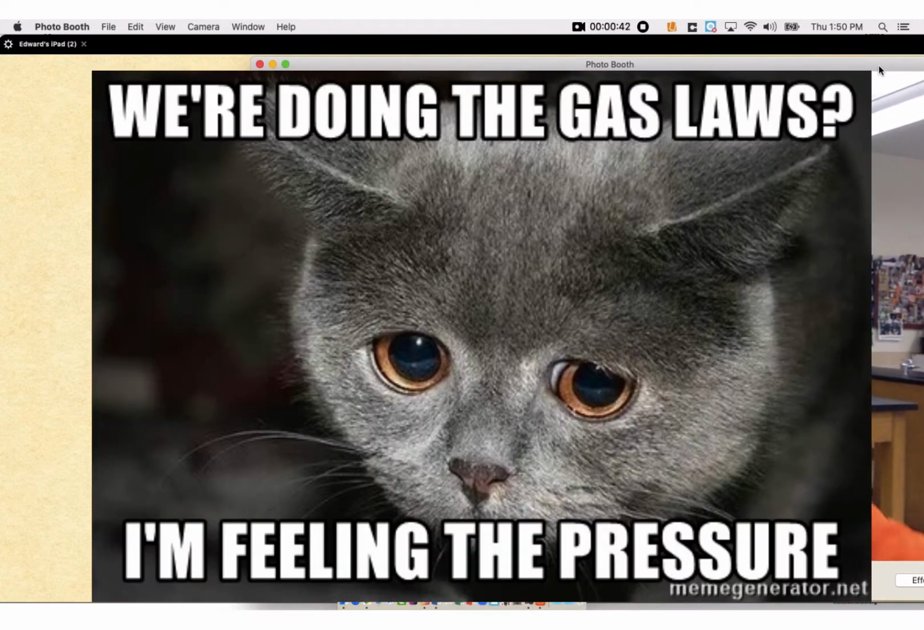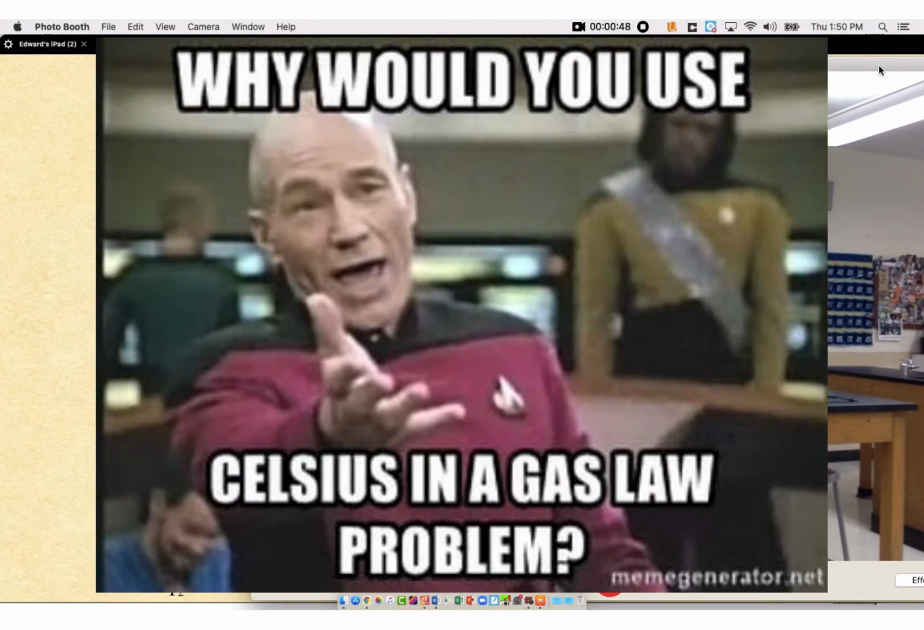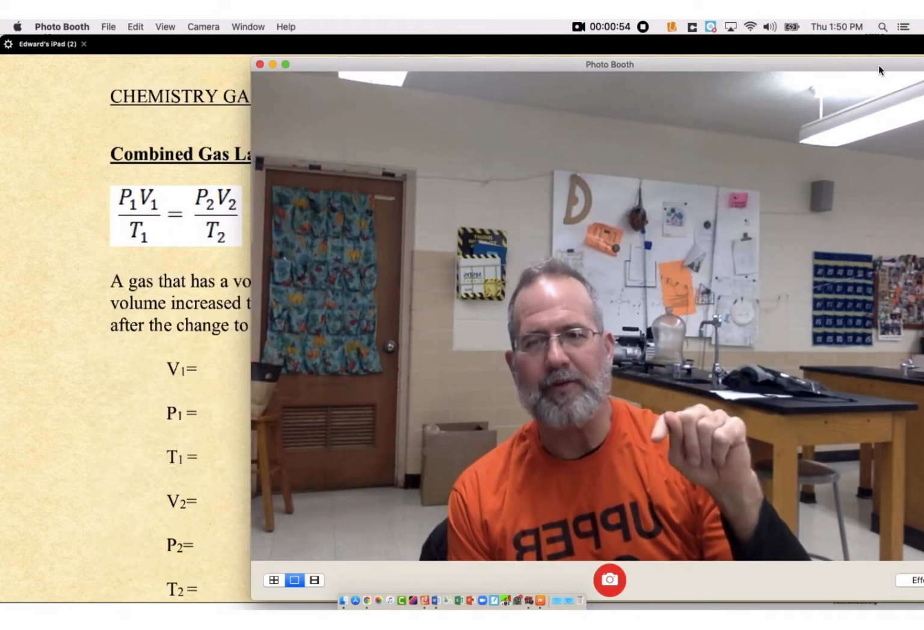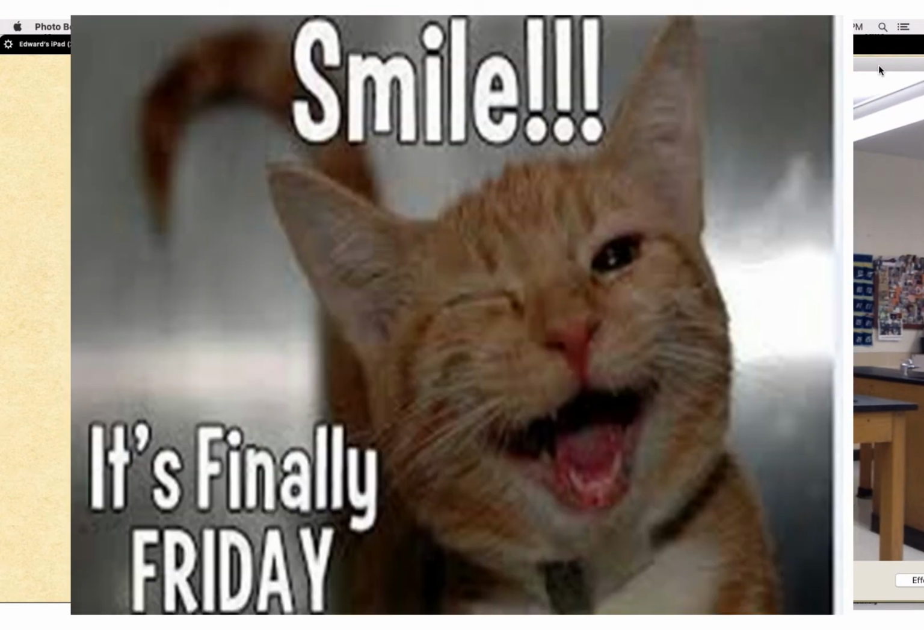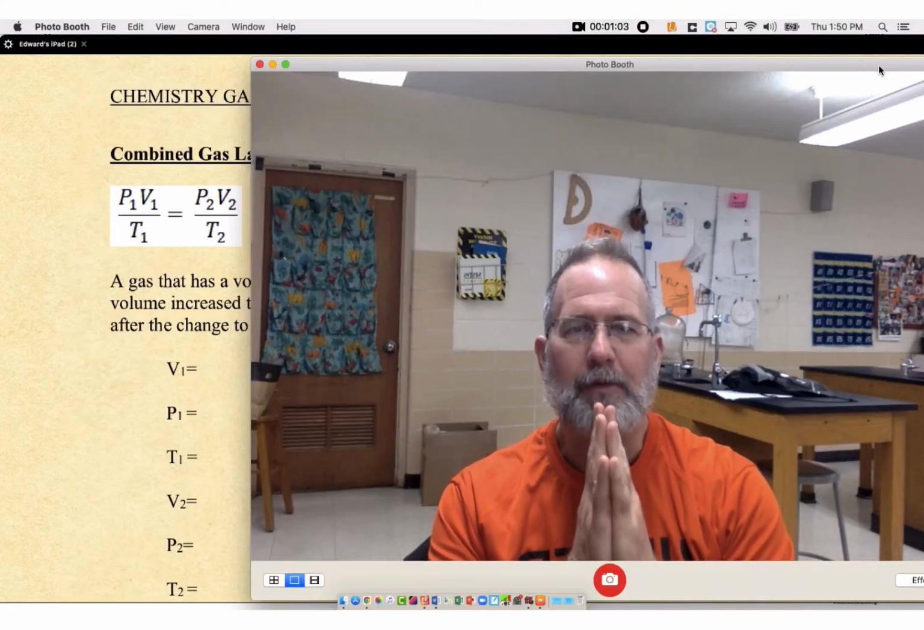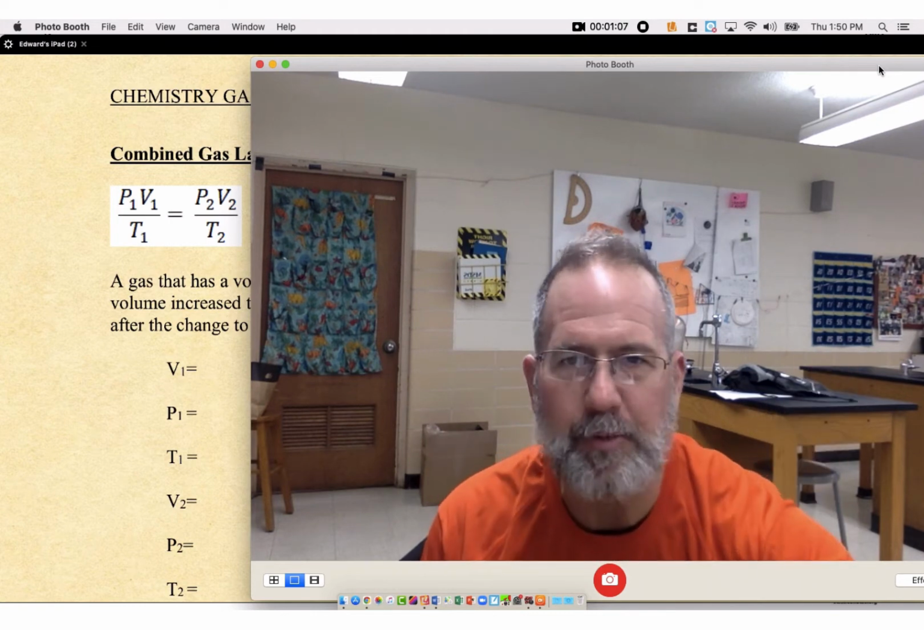We've got to follow all the same rules we did before. Temperature has to be in kelvins. Volume and pressure, the units don't matter, but they have to be consistent. We have to use atmospheres, milliliters, torr, whatever. We have to have the same unit for both 1 and 2. Besides that, it's pretty straightforward.